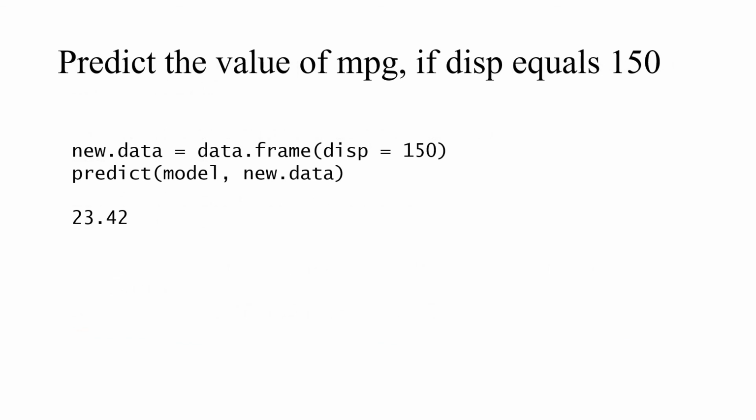We can use the regression model to predict miles per gallon for a new observation. In this case, assume we have a new observation, a car with an engine that has displacement of 150 cubic inches. In the first line, we create a data frame that sets DISP to 150, and we put that in an object named new.data. In the next line, we use the predict function. The first argument is the model that contains the regression results, and the second argument is the object that contains the data frame. When we run these two lines, we find that y hat, the predicted miles per gallon for a car having a displacement of 150 cubic inches, equals 23.42 miles per gallon.